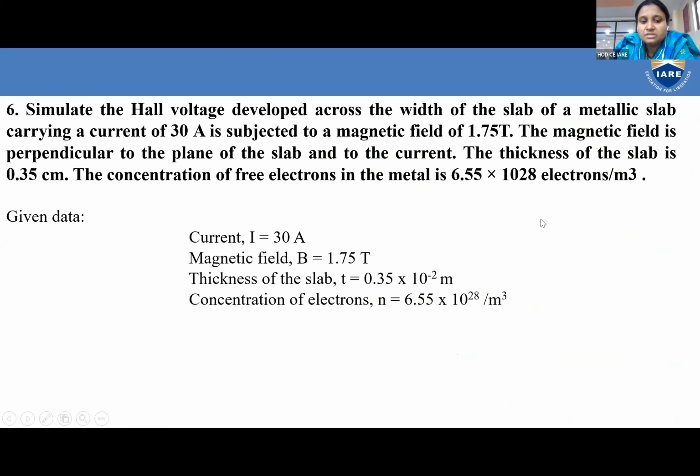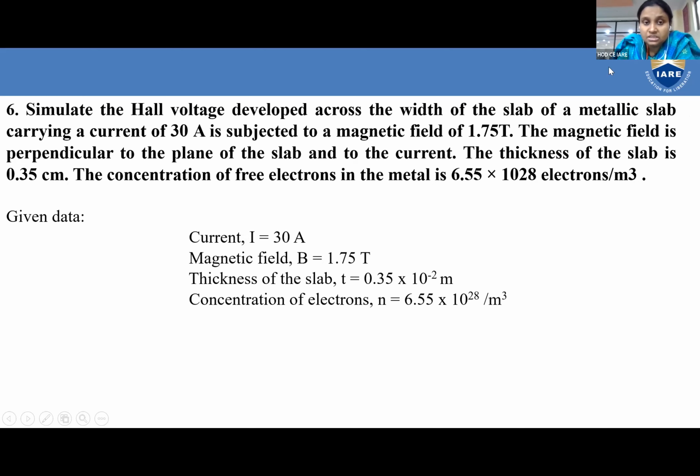I think this problem is a little bit similar to what we have done just now. So take down this problem. Here also we need to find the Hall voltage, which is developed across the width of the slab. And how much current? 30 amps. Magnetic field is 1.75 Tesla. Of course, we know that in the Hall effect experiment, the magnetic field is always perpendicular to the plane of the slab and to the current. And what is the value of thickness of the slab given? 0.35 centimeter.